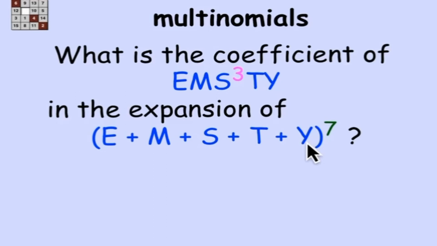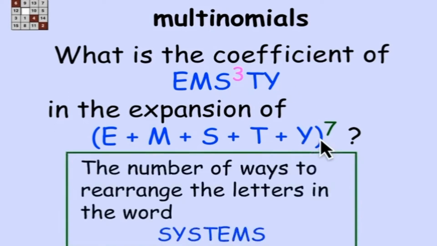And if I ask, what's the coefficient in that expansion of the term E, M, S cubed, T, Y, it's exactly the number of ways of permuting these 5 letters, a word of length 7 made out of these 5 letters with 3 occurrences of S. In other words, the coefficient of EMS cubed TY in this product is the number of ways of rearranging the letters in this sequence of 7.